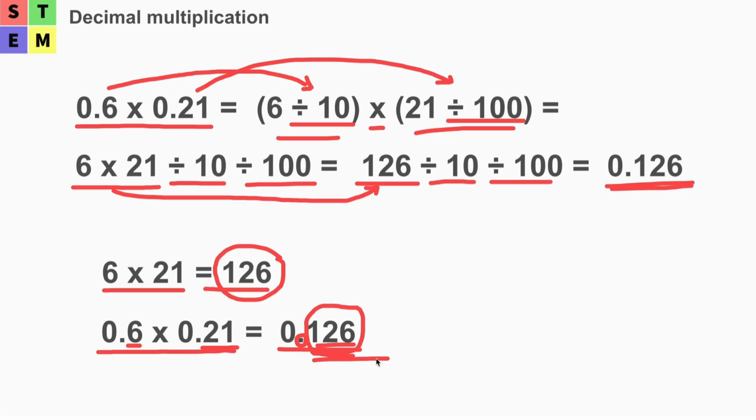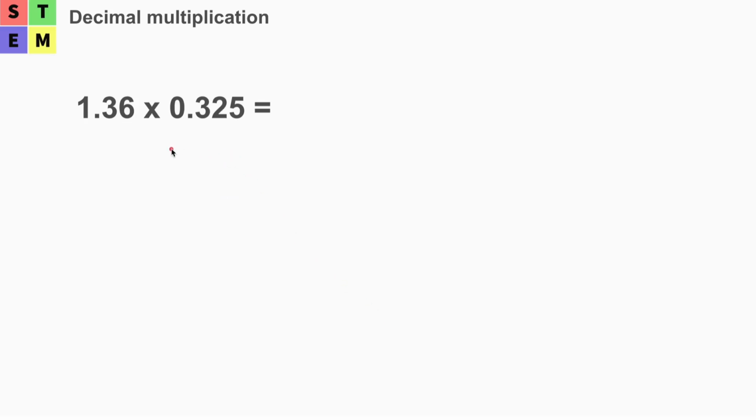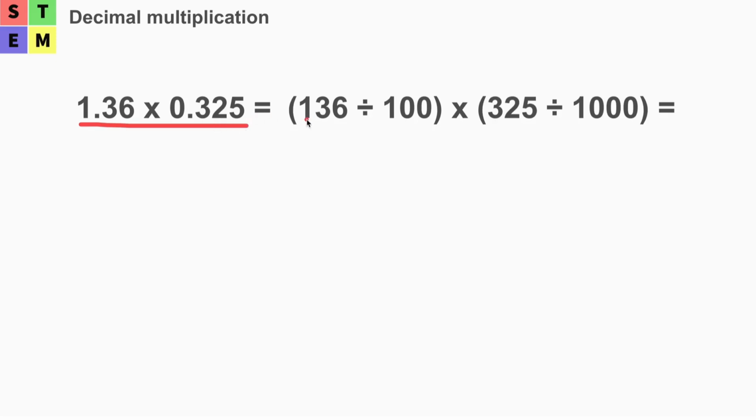Now let's take a look at the third one. Again, remember this, we might find a pattern here. So now this time we have 1.36 times 0.325. So how can we calculate this? Again, we are going to do the same. So we have 136 divided by 100, that's 1.36 turned into this. And we have 325 divided by 1000, that's 0.325 turned into this.